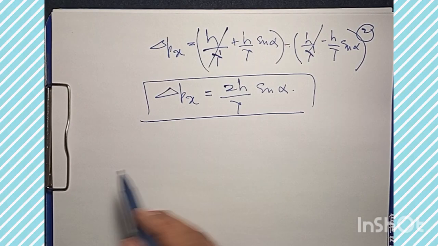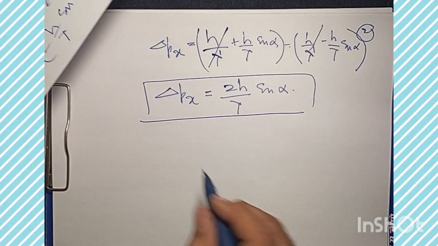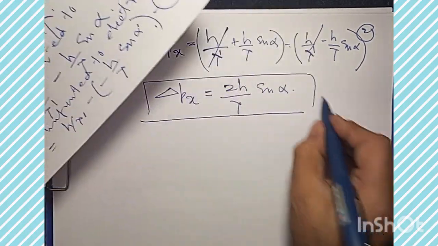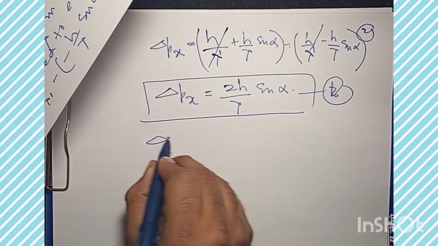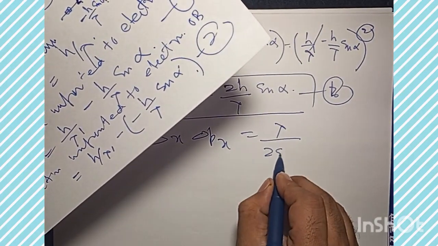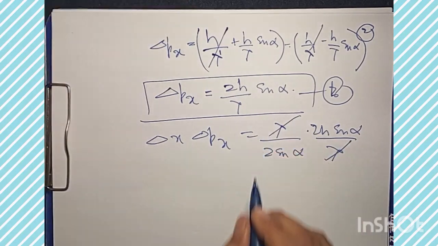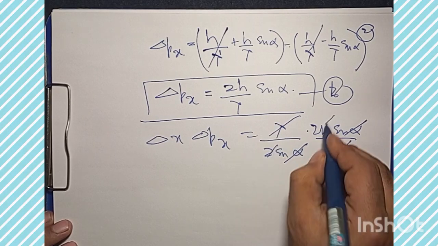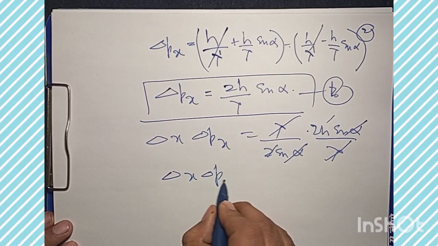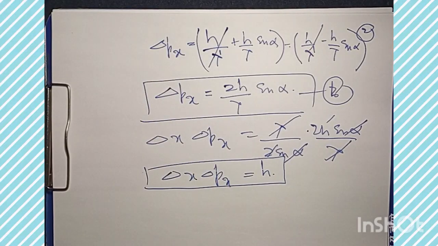Therefore, I already have the uncertainty for the measurement of its position in terms of the resolving power. So I can multiply the two to get the result. If I call this equation A and this equation B, on multiplying them, I'll get delta x, delta px is equal to lambda by 2 sine alpha times 2h sine alpha by lambda. This lambda and lambda will go, this sine alpha will go, this 2 will go. So what we will get is Heisenberg's uncertainty principle: delta p delta x is equal to the Planck's constant.